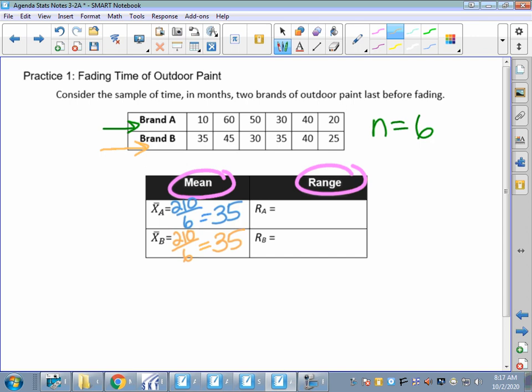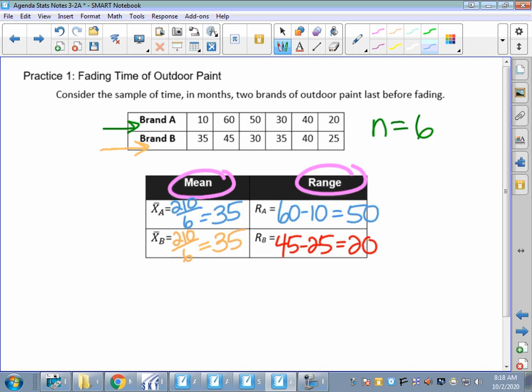Now let's look at the range, because the mean's just telling us the average, right? So the range for brand A, if we're going to find the range, our highest minus smallest, it looks to me like it is 60 minus 10. So we've got a range of 50 months. That's quite large, right? Notice some brands start fading in 10 months. That's less than a year. If we figure out our range for brand B, what do we have there? Our highest is 45 minus 25 for our lowest. So we've only got a range of 20 months.